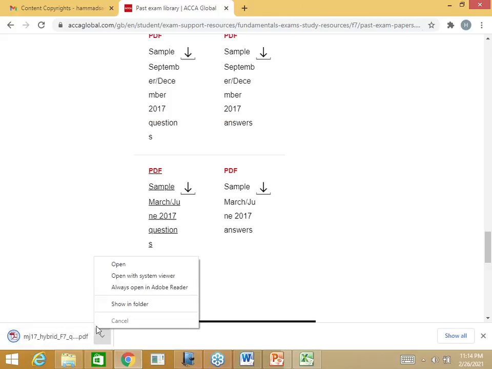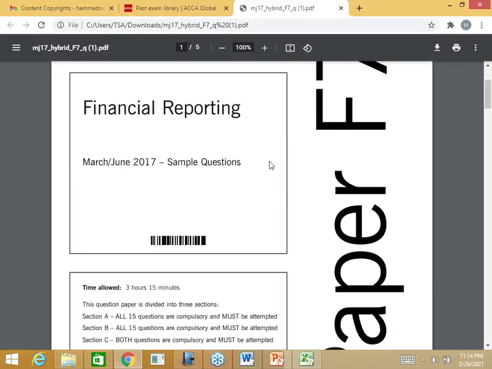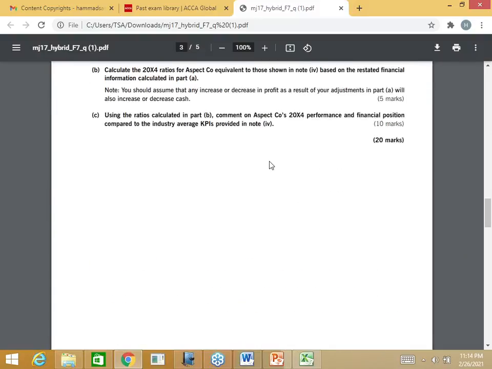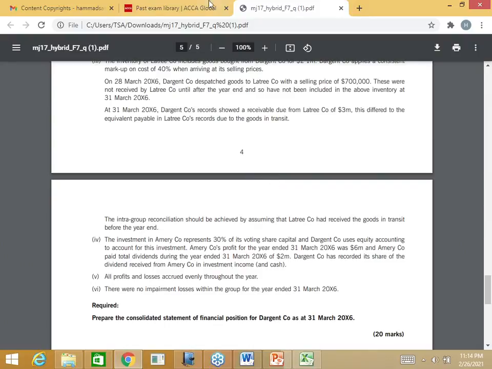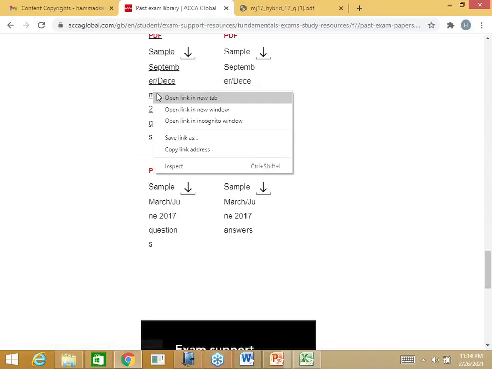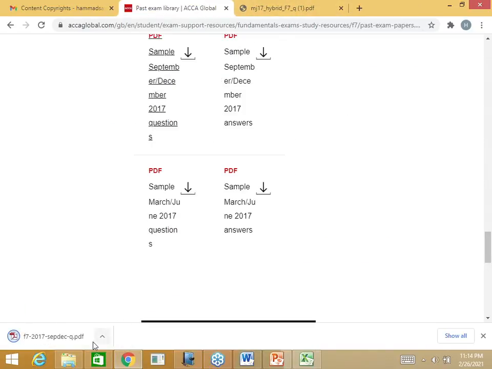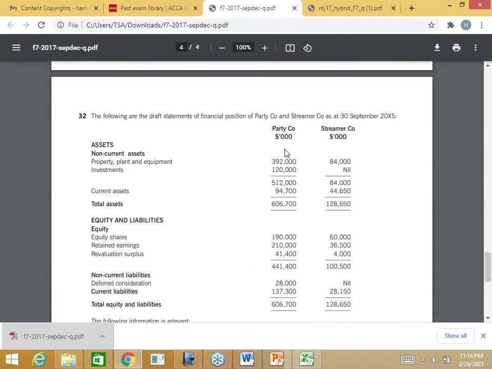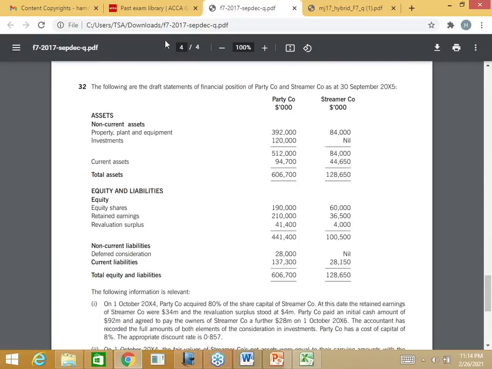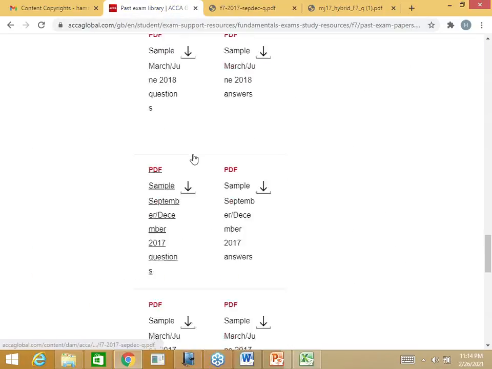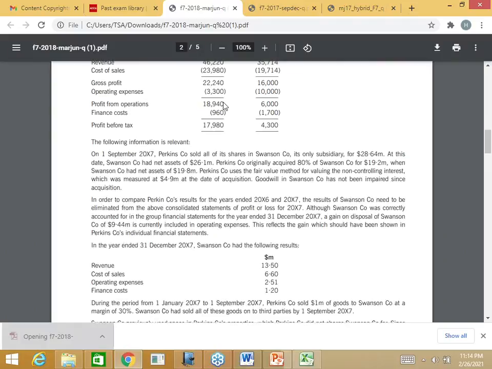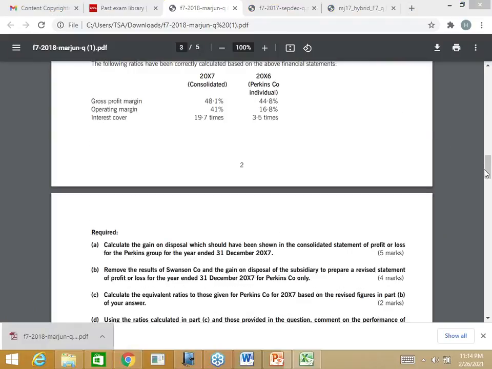Now this paper, there are some fireworks going on in my area. I don't know why people are so happy in getting married.